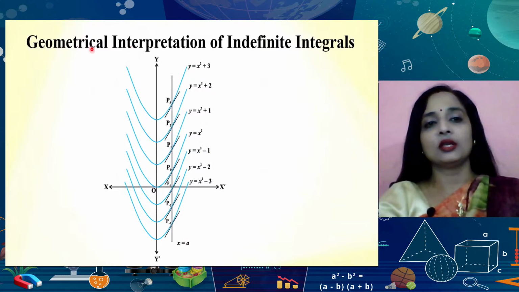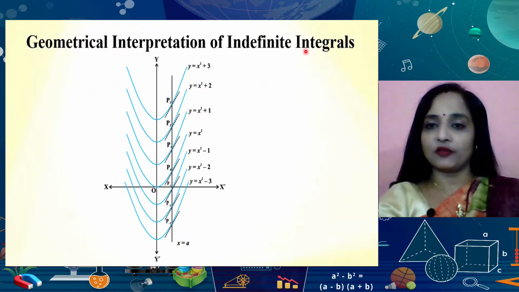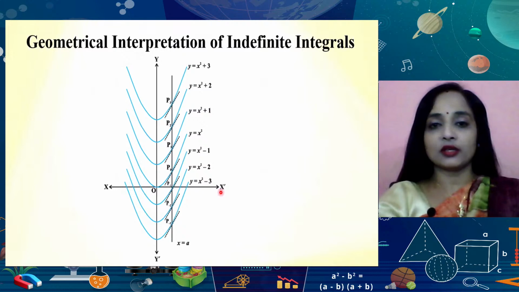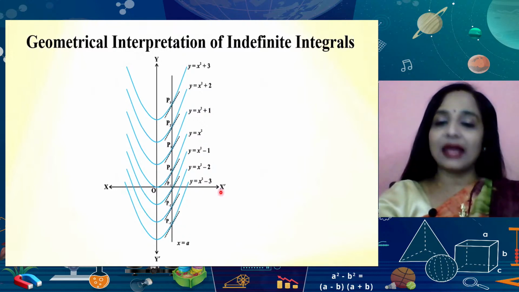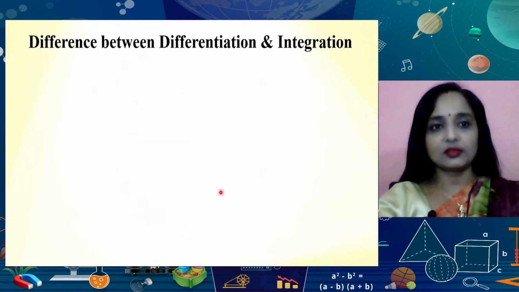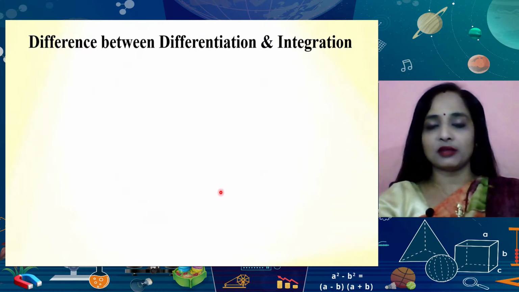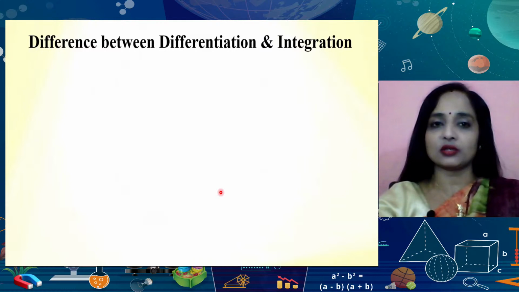This is called the geometric interpretation of indefinite integral. They represent a family of the given curve, which you obtain as the antiderivative. Now, what do you think the difference can be between differentiation and integration?